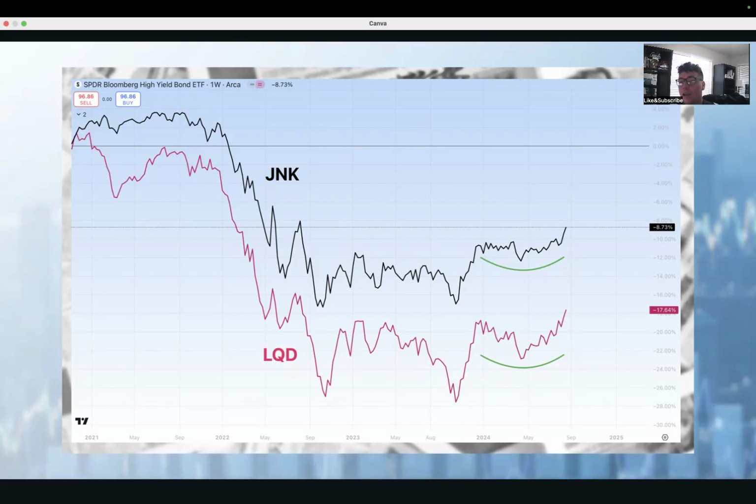Now, of course, whether or not you want to get into LQD, whether or not you want to get into something like JNK, whether or not you want to get into something like TLT or HYG, there's many different ways to gain exposure to the bond market via ETFs. You can get into treasuries, you can get into bonds themselves, not through ETFs. And of course, there's always going to be risk associated with everything, right? If the Fed was to flip flop essentially and not start cutting rates or perhaps even start raising rates, you're going to see these things drop really, really hard.